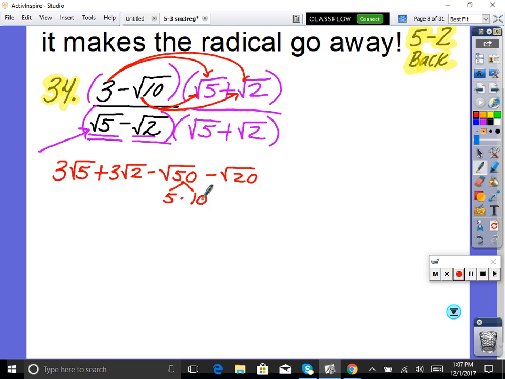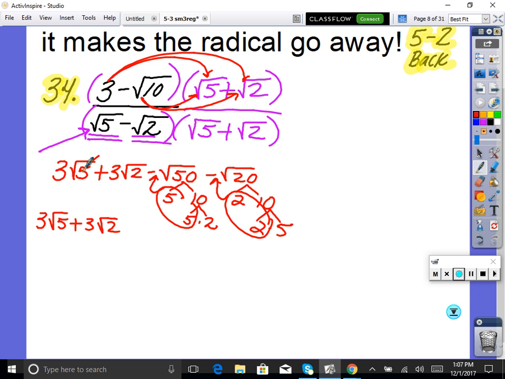50 is 5 times 10, 5 times 2. We're pulling out a 5. Notice there's a negative sign. We'll rewrite it in a second. 20 is 2 times 10, 2 times 5. So we're going to pull out a 2. So we have 3 root 5 plus 3 root 2. Now we have minus 5 root 2. And now we have minus 2 root 5.